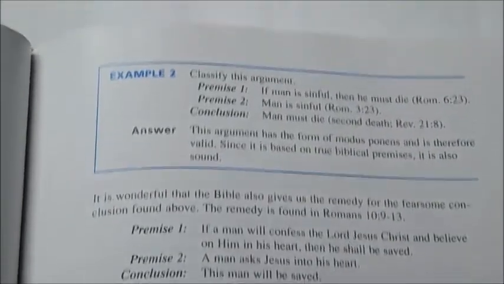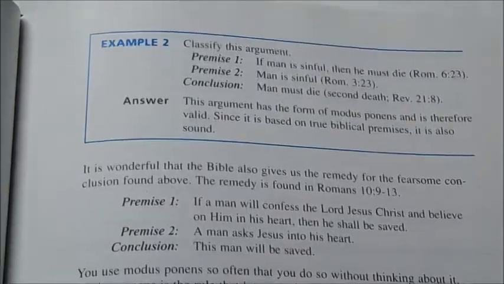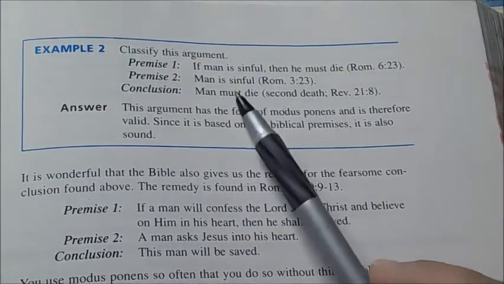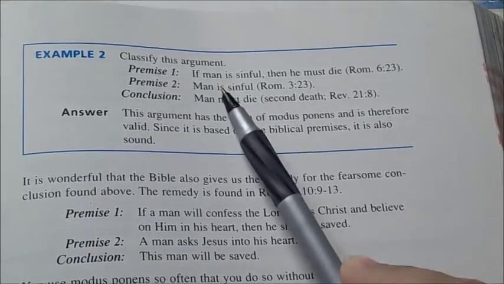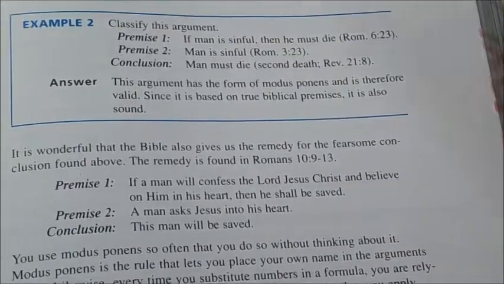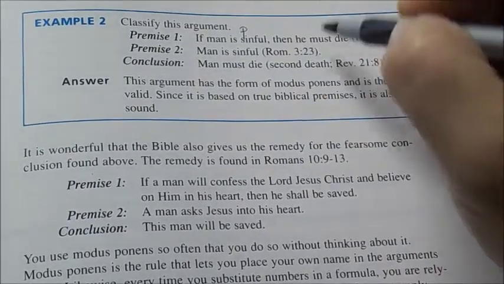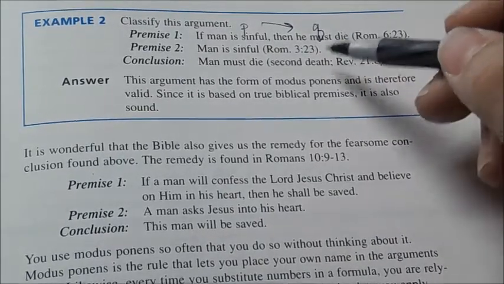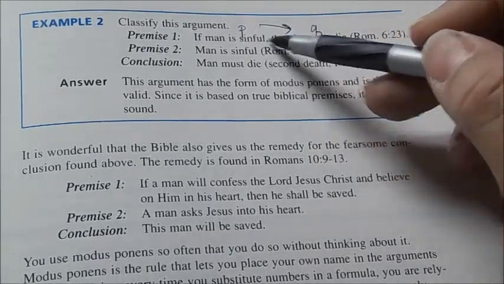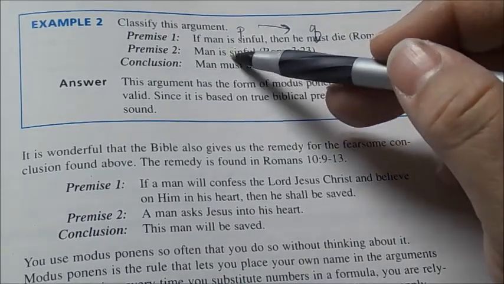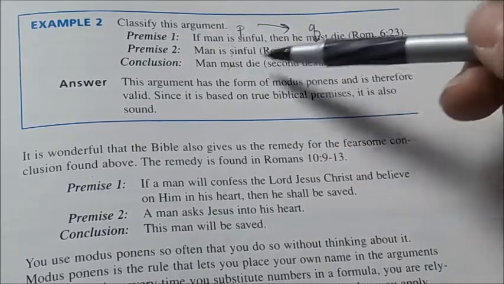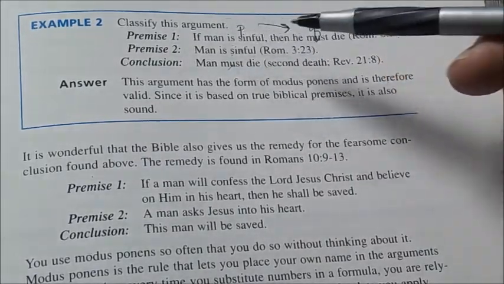So let's take a look at another one. Okay, classify this argument. If a man is sinful, then he must die. Man is sinful. Isn't that the P? Right? So we could put up here, if man is sinful, if P, then Q, right? So the modus ponens that we just studied had the first line was an if P, then Q. The second line was a P, and that's exactly what that is. Man is sinful. This next line was the Q. So if man is sinful, man must die. If man is sinful, then he must die.